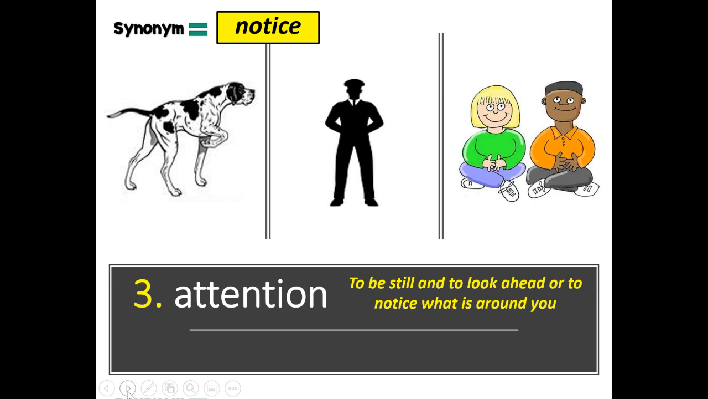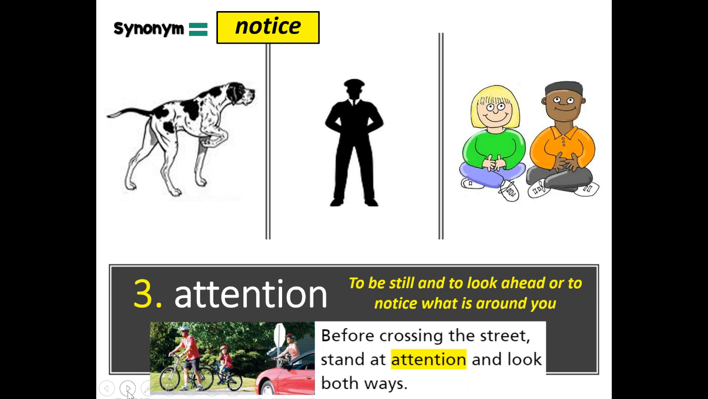Notice. So make sure you've written attention in the first column, and in the second column, you could write notice. Before crossing the street, stand at attention and look both ways. You could also say, before crossing the street, stand and notice and look both ways. Think about it. Why do soldiers stand at attention in a straight line? Or why do they stand and notice in a straight line?